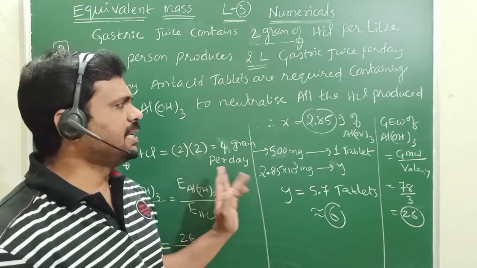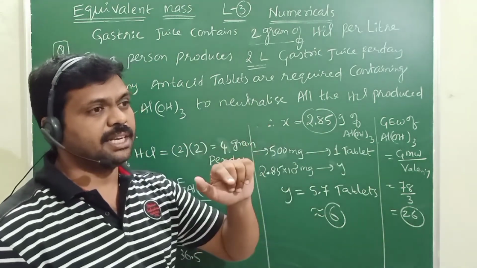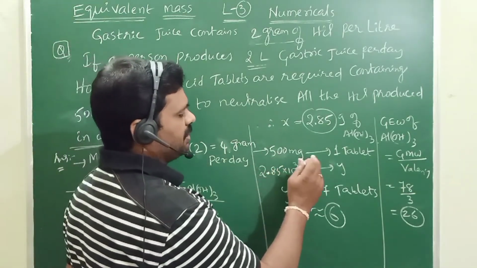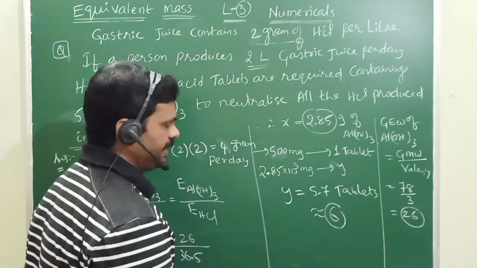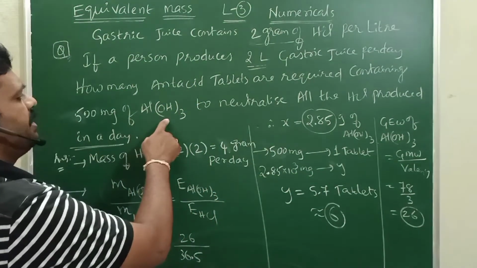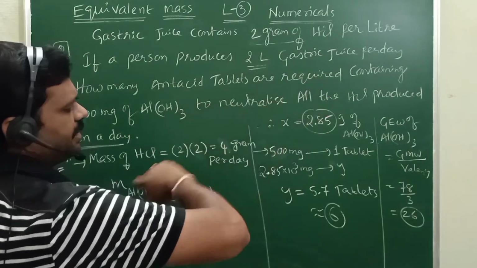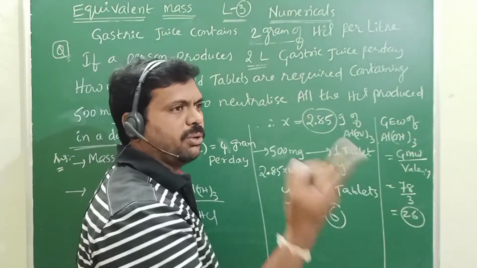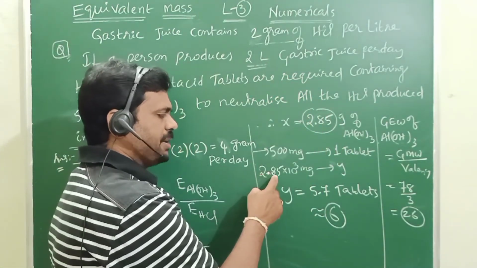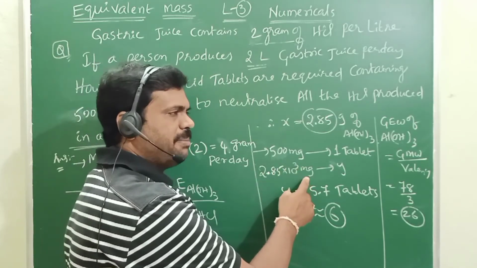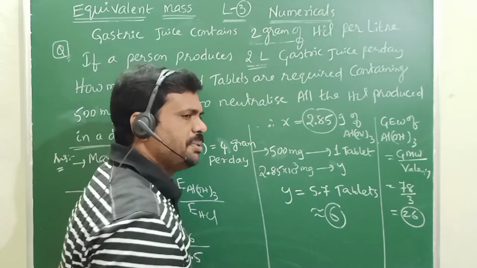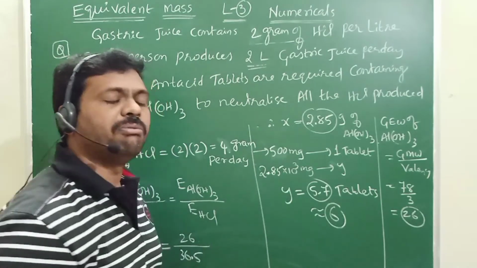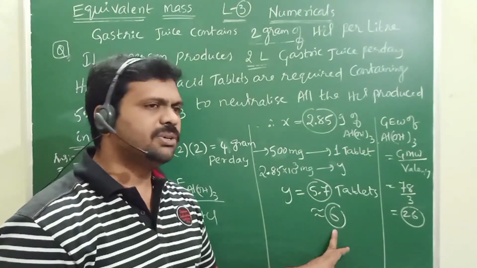Next, but he is not asking the quantity of aluminum hydroxide. He is asking the number of antacid tablets. Now here 500 milligrams of aluminum hydroxide is present in one tablet. Here we have 2.85 grams, and 1 gram is equal to 1000 milligrams. Therefore, 2.85 into 10 power 3 milligrams of aluminum hydroxide is neutralized by Y tablets. After cross multiplication, we get 5.7, which is equal to 6 tablets.